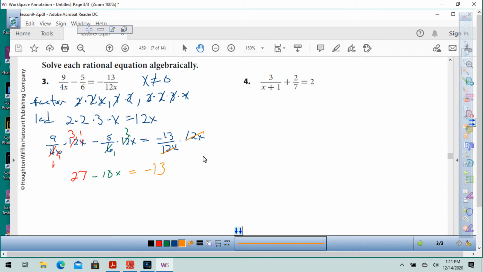Okay, now we're cooking with grease. So we subtract 27 from both sides, and that gives us negative 10x equals negative 40. We divide both sides by negative 10 and we get x equals 4. So the solution is 4.